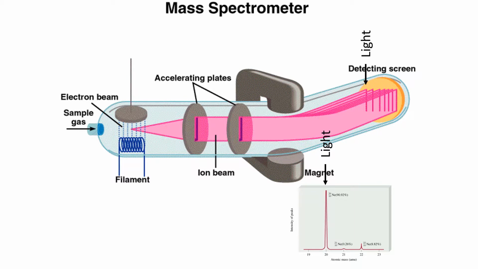Oh, and here we go. Sorry about that. The lighter particles are hitting, the deflection is here, heavier are here. So deflection is greater for those lighter particles. And once again, that neon-20, 90.9% abundant, so the highest abundance here.